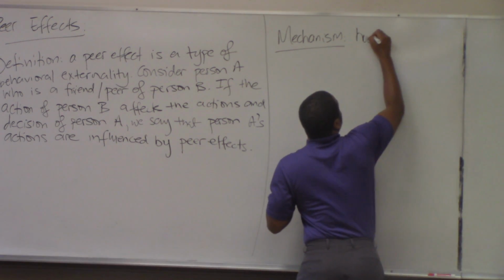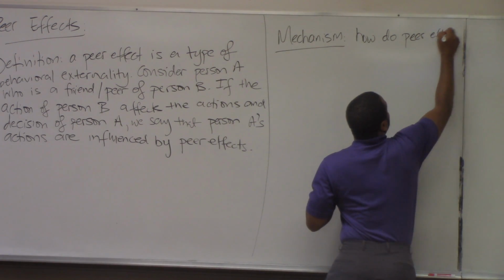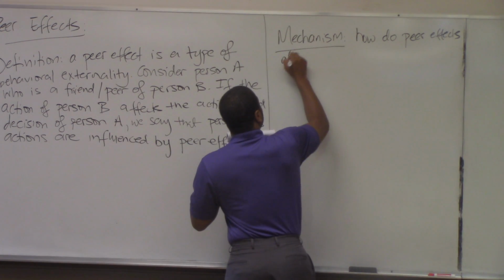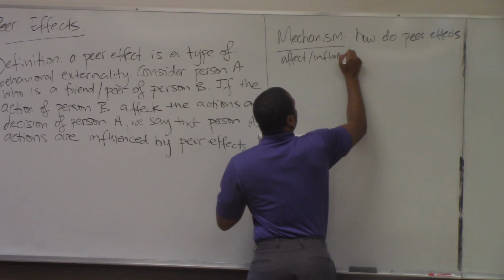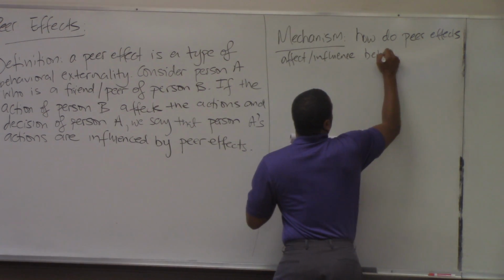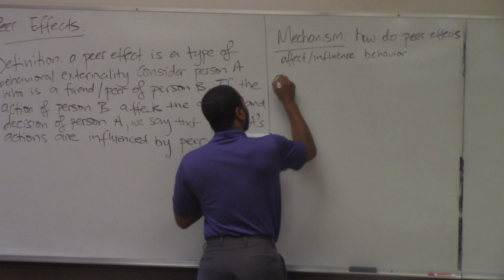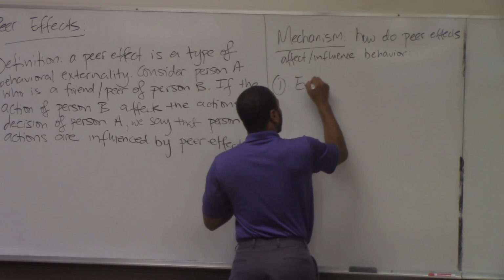So basically, when asked the question, how do peer effects affect or influence behavior? Okay, so the first one is, we can call this evolving social norms.